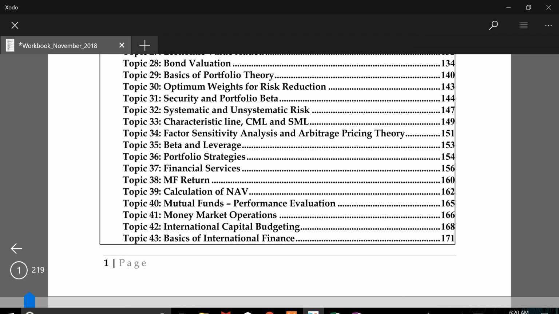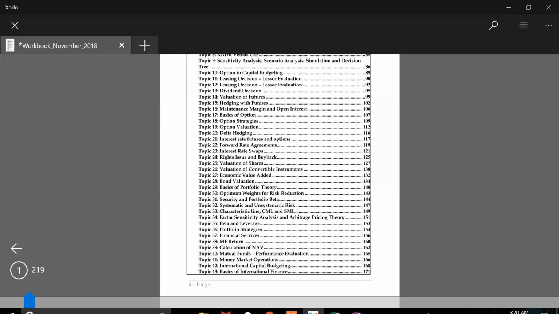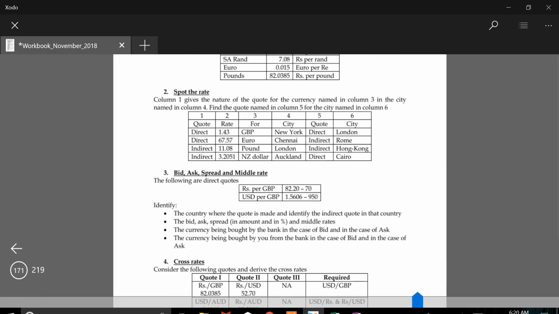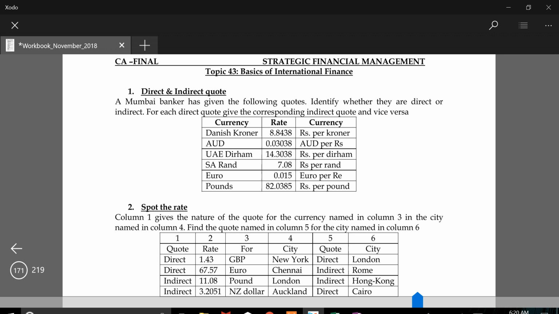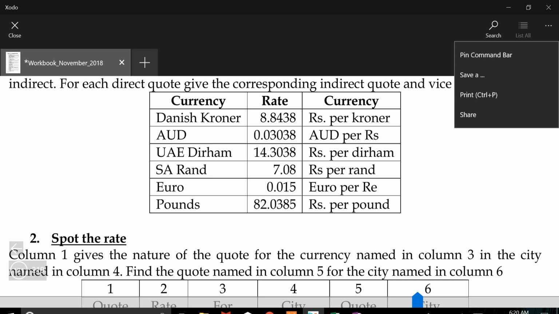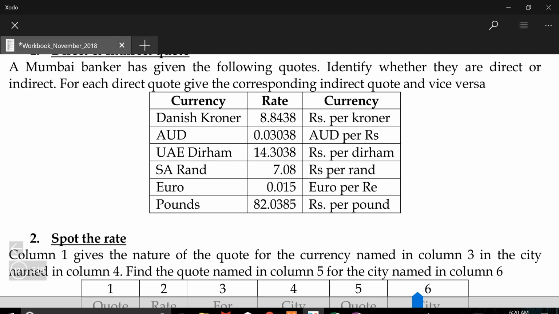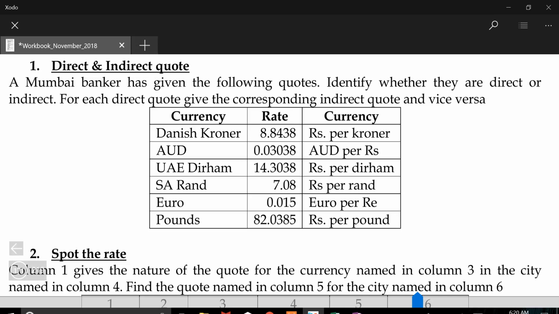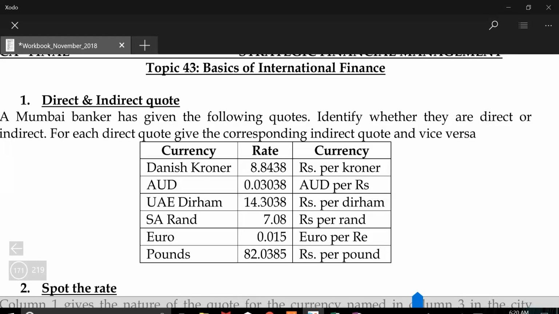Now let's start with a few problems. This is page 171, topic 43, basics of international finance.